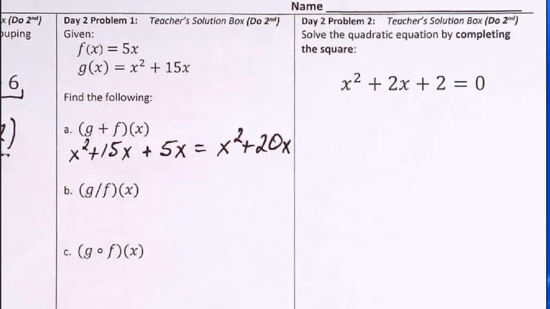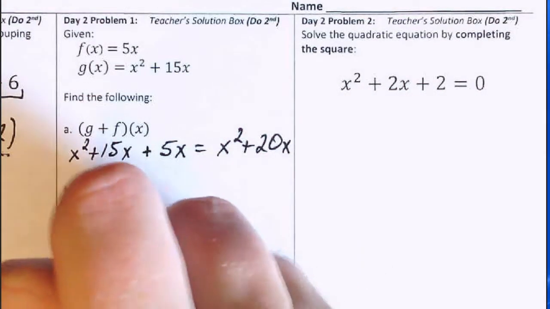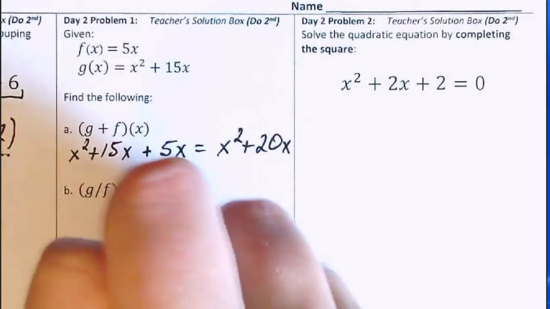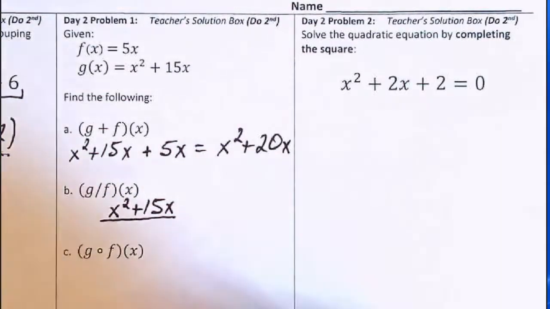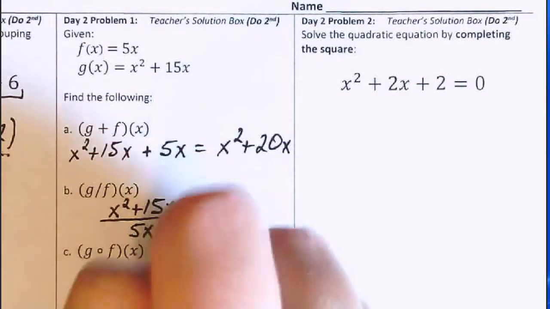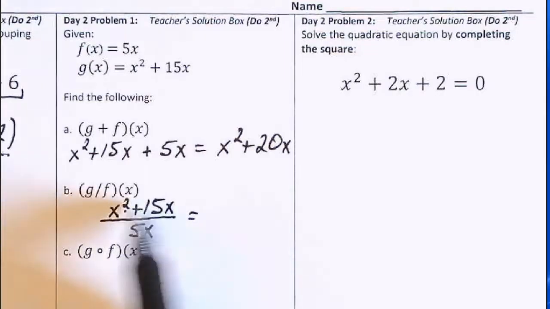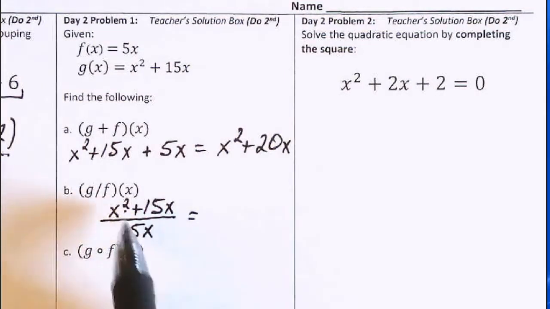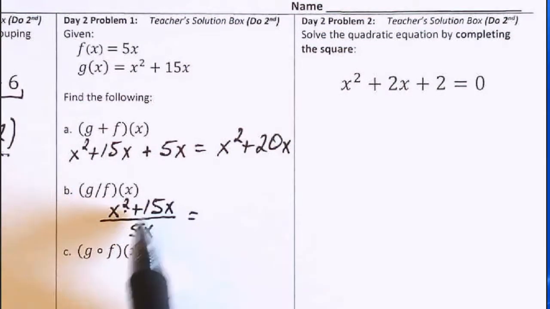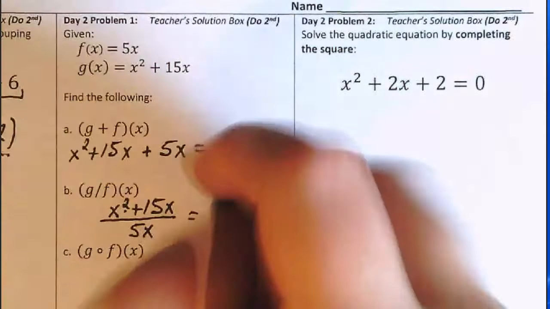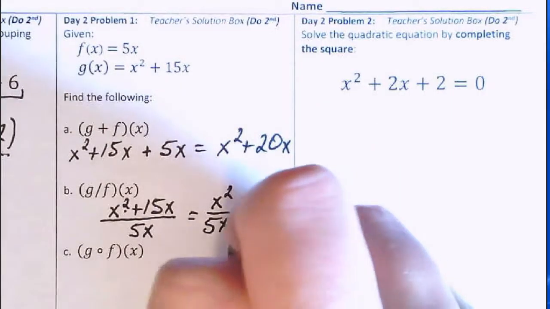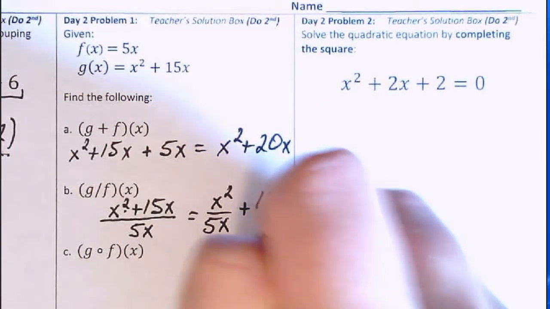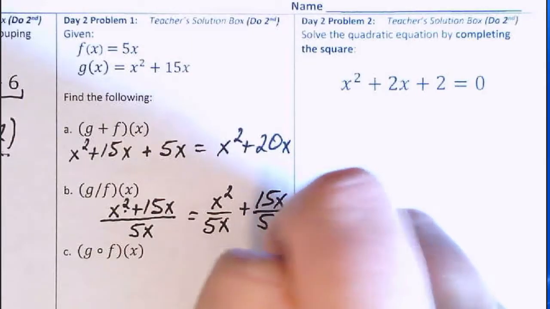Question B, g divided by f. So start with function g, which is x squared plus 15x, and let's divide that function by function f, which is 5x. Here we're dividing a binomial by a monomial. Just divide each term of the numerator by the denominator. So we have x squared divided by 5x plus, and then let's do the 15x divided by 5x.